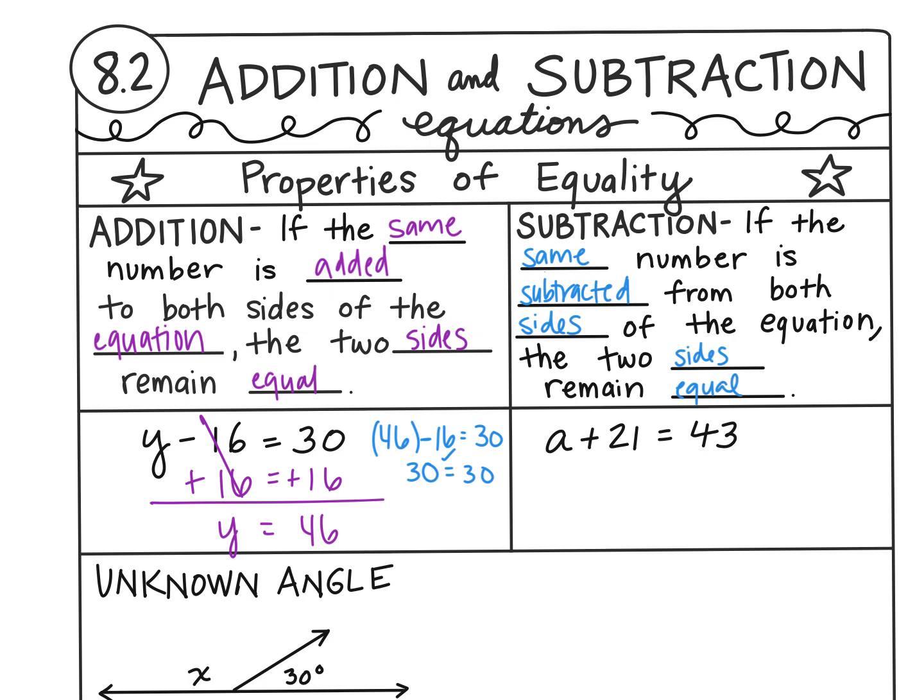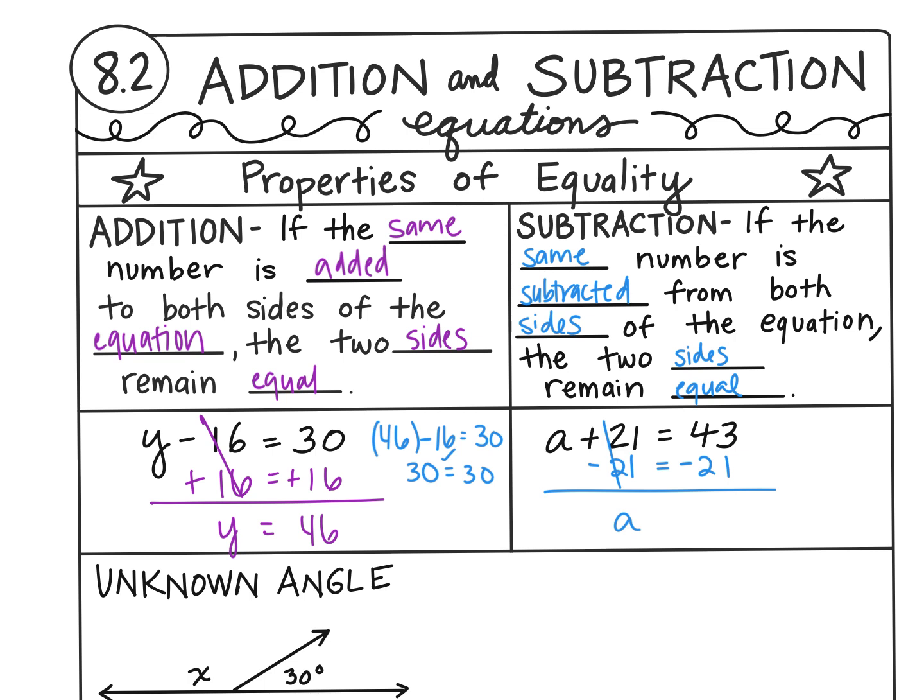So if I take away in this problem the 21 that I was adding, and I also take away 21 on this side of the equal sign, they're going to stay equal. So I had 21, I take away 21, now all I have left is A. Remember when we simplified expressions? I can't combine 21 plus A, they aren't in the same family.